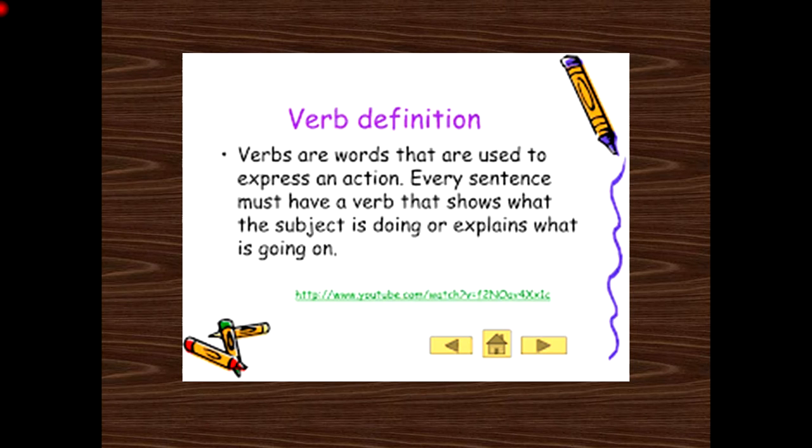So let's get started with the definition of it. Verbs are words that are used to express an action. Every sentence must have a verb that shows what the subject is doing or explains what is going on. So it means a verb is an action word. It shows the action of the subject.